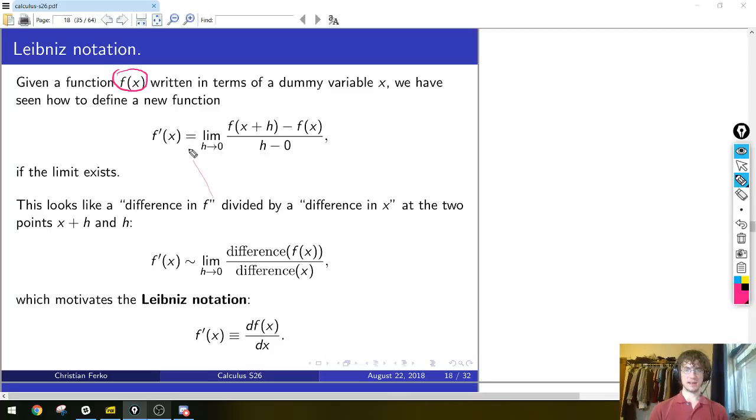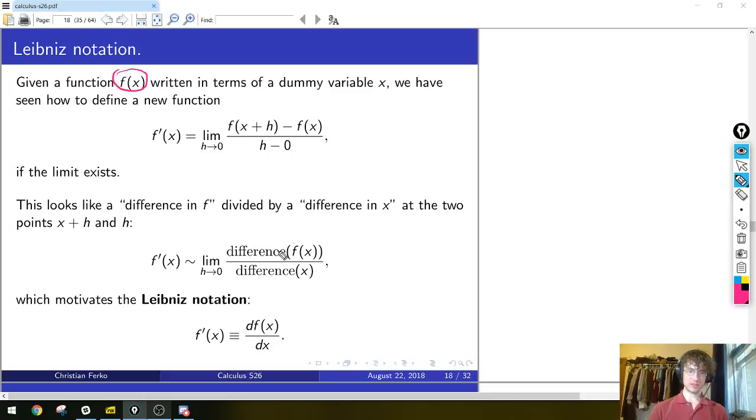And as you probably inferred, the motivation for Leibniz notation is to interpret this as a sort of difference in f divided by a difference in x. Right, the numerator is the difference of f of x, where by difference I mean take whatever appears inside the parentheses of f, plug in x plus h, and then subtract what you get by plugging in x. So of course if you plug in x plus h and x into f of x and difference them, you get the numerator. If you plug in x plus h and x and difference them, you get x plus h minus x, which is h. So you get the denominator.